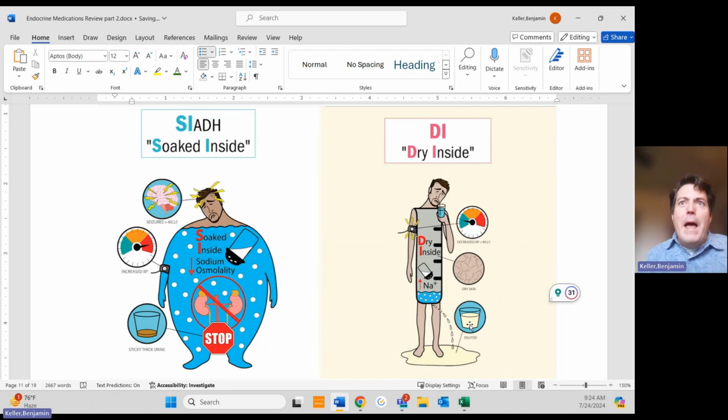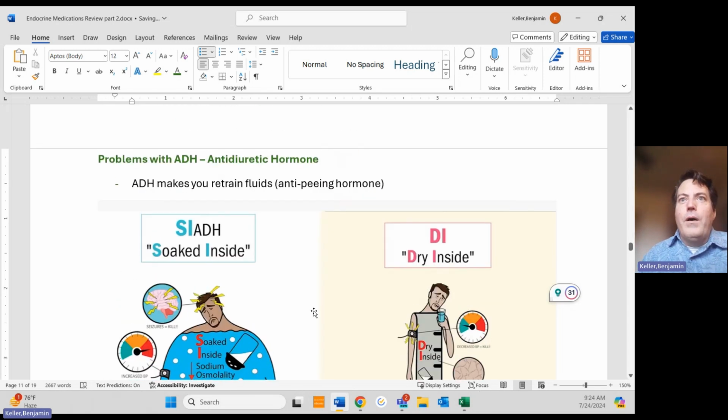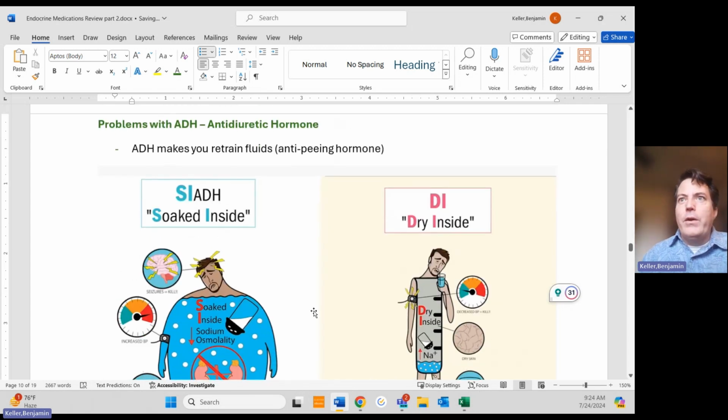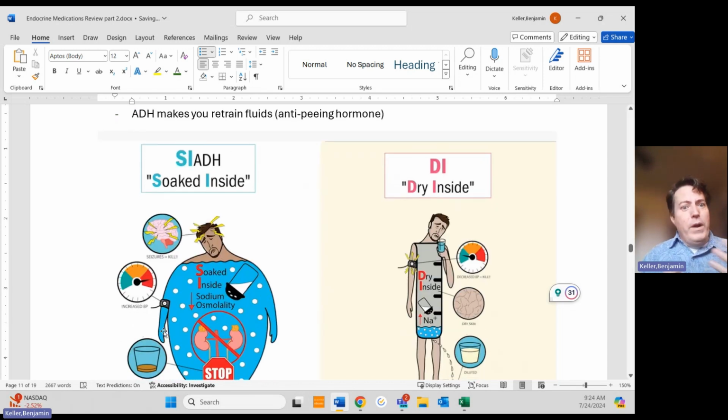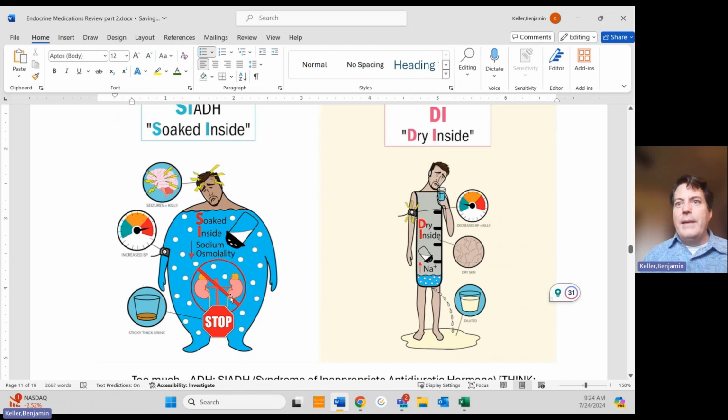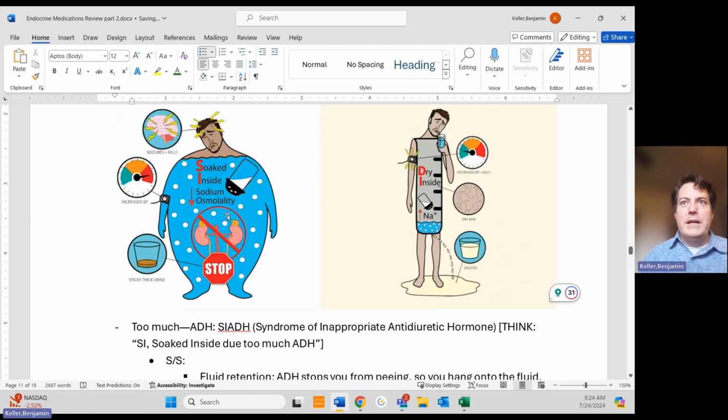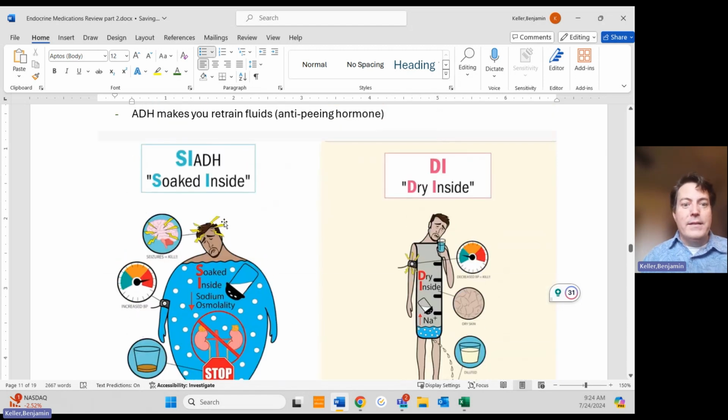Wet the whistle, right? So we've got SIADH, moving on now to our problems with antidiuretic hormone. ADH is the hormone that causes us to retain fluid. I think of it as my anti-peeing hormone. SIADH, a way of thinking about it is soaked inside, or it's syndrome of inappropriate ADH. And so that means they have too much ADH. And so it's too much of the hormone that stops you from peeing.